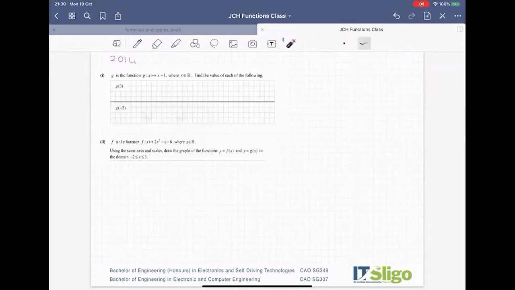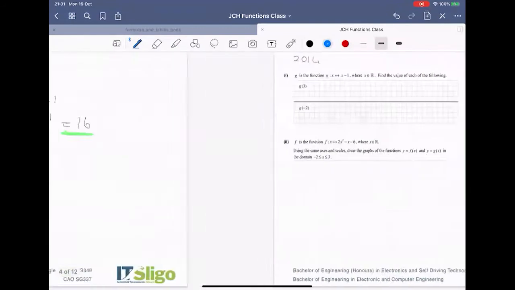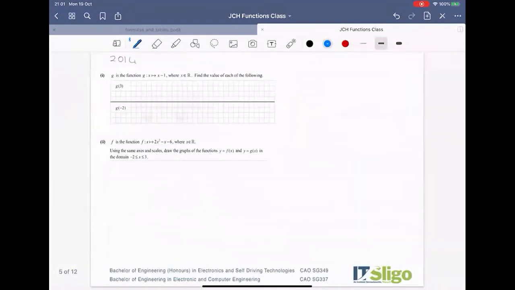g is the function x minus 1, where x is a real number. Find the value of each of the following. Okay, so this is quite like the 2013 question that we did. So we were asked for g of 3.